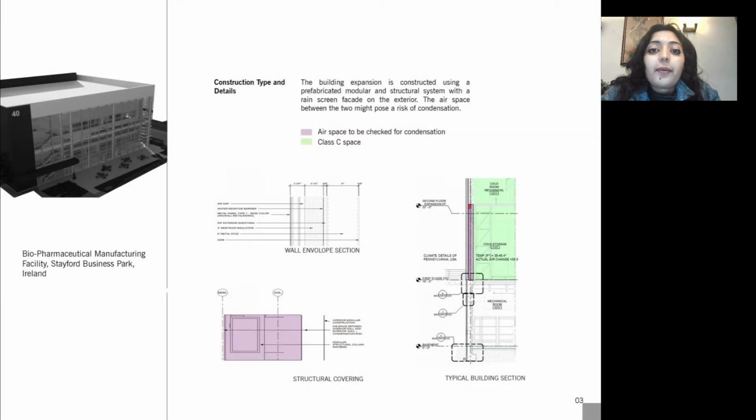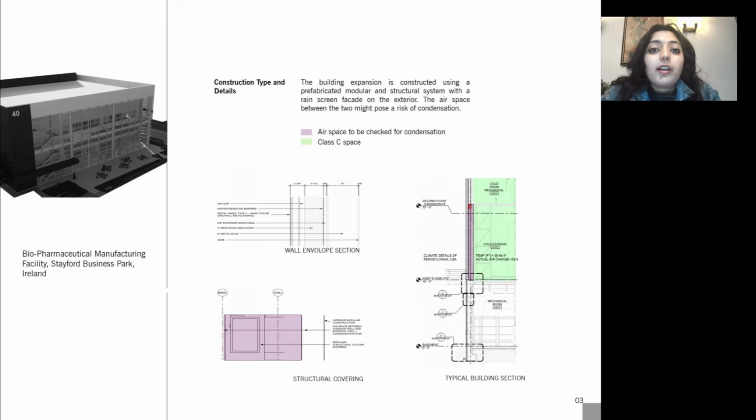The construction of the building envelope in the building expansion was to be constructed using prefabricated modular interior panels and a modular structural system, in addition to being covered using a rain screen facade on the exterior. The rain screen facade system comprises metal studs, a layer of external sheathing, vapor barrier, followed by insulation and metal panels. The airspace between the modular interior construction and the exterior rain screen facade was a place of concern that might pose a risk of condensation.